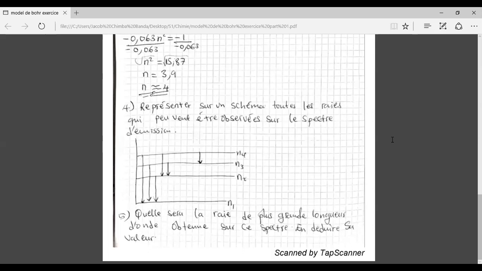So the guiding point is you always start at n is equal to 1. You just draw the same diagram which we learned. You always start at n is equal to 1. Now where do you end? You end where you found n is equal to 4. Since you are starting from n is equal to 1, and after you do your calculation you found your n is equal to 4, your last shell must be n is equal to 4.